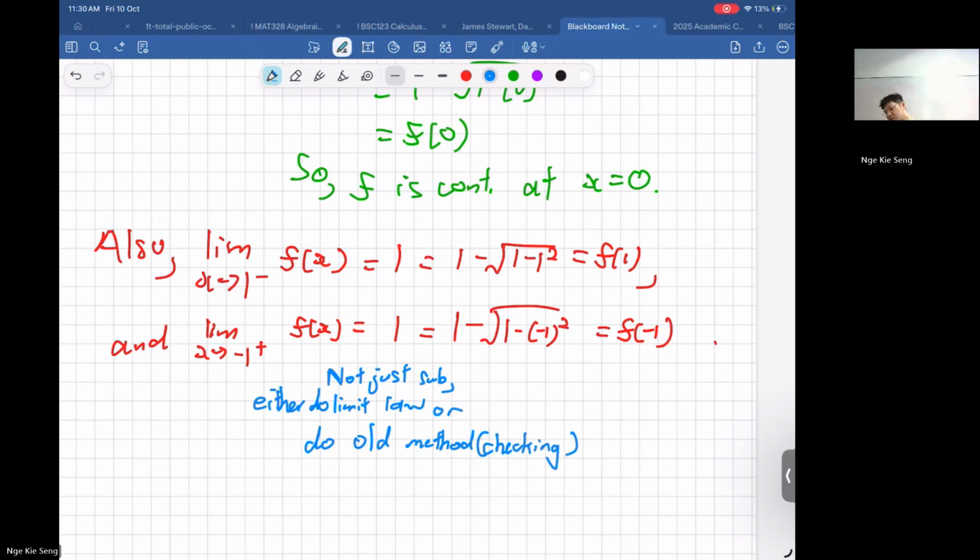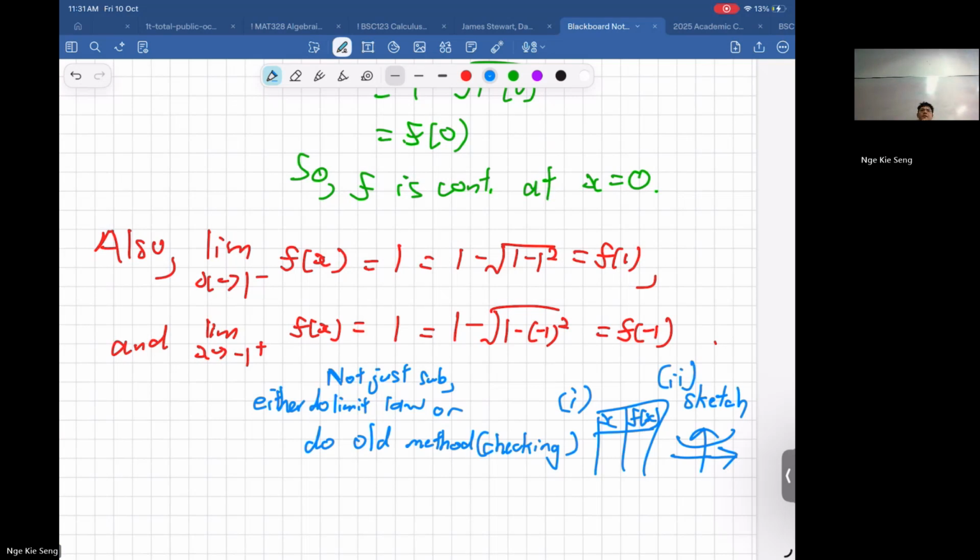So this checking could be you draw the table of x and f(x), or you already know how to sketch. Actually these two methods are the same. Just a sketch already helps you do all the table at once in the picture. Any question so far? Any question?